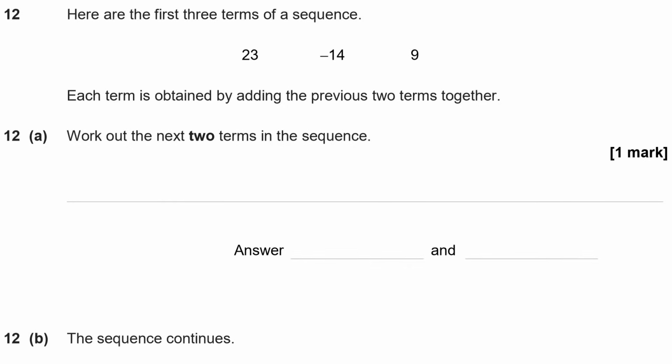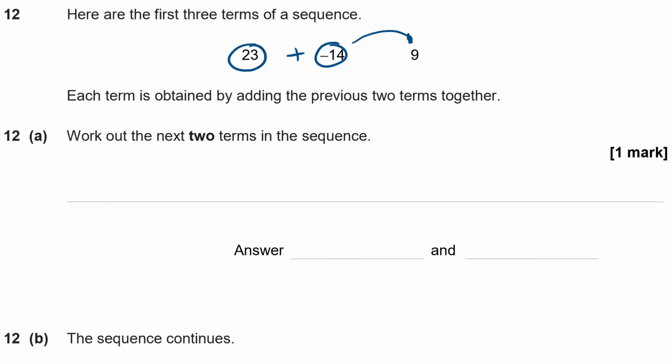Here are the first 3 terms of a sequence: 23, minus 14 and 9. Now we're told that each term is obtained by adding the previous 2 terms together. So that's a bit like the Fibonacci sequence. Now normally with the Fibonacci sequence we start with 1 and 1. Here we've got 2 different starting points, but we're following the same rules: we take this one and this one, we add them together, and it gives us the next one along. Okay, so what is the next term in this sequence?